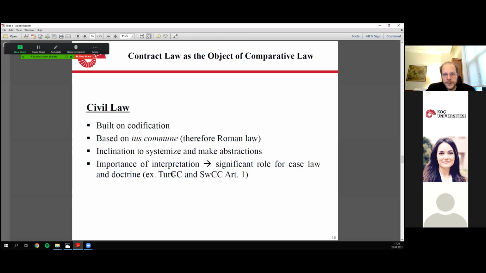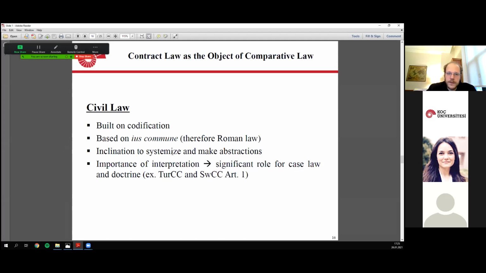Some basic characteristics of civil law are as follows. You have usually systems built on codification. For example, we have the Turkish Civil Code, or the Swiss Civil Code and Code of Obligations. These systems are based on jus commune, therefore Roman law. As you know, Roman law was rediscovered in Europe after the 13th century, and it was applied as a secondary source where local rules were not sufficient to resolve certain disputes.